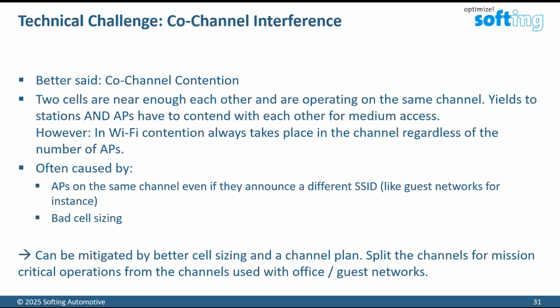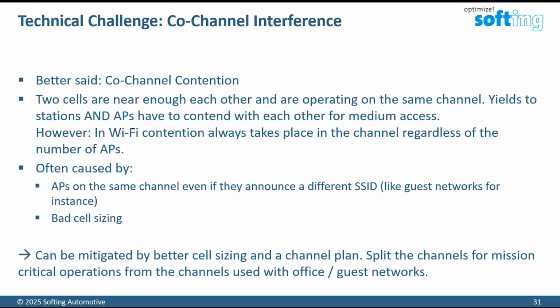The next thing is about co-channel interference. One thing before we dive into co-channel interference or co-channel contention: in Wi-Fi, contention always takes place at the channel. That's to be considered. The media access control algorithms work with contention. They have terms like contention window or back-off timer, to say, okay, I don't have access right now. I wait with a back-off timer for some small time before next checking whether the channel is free.